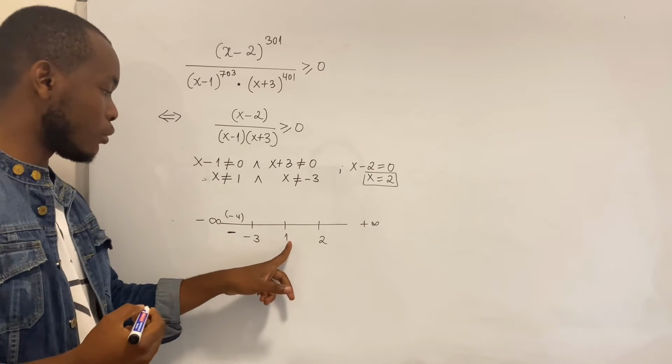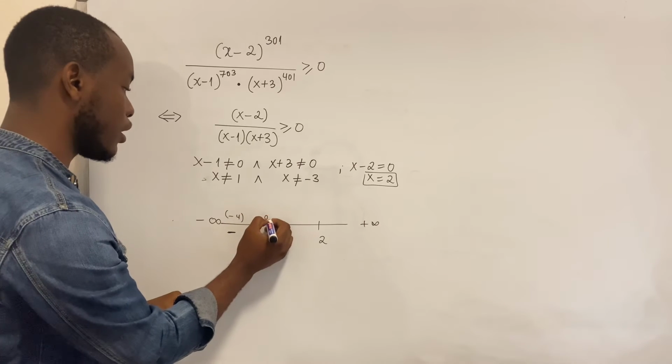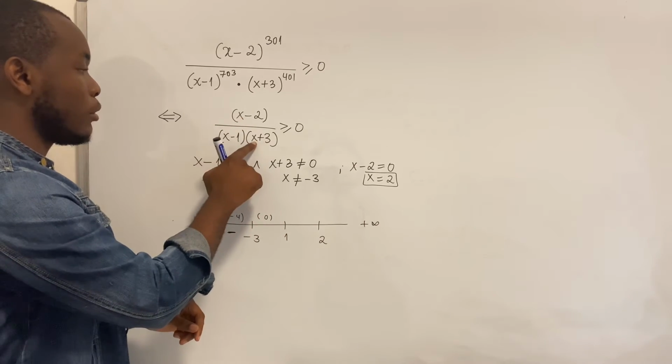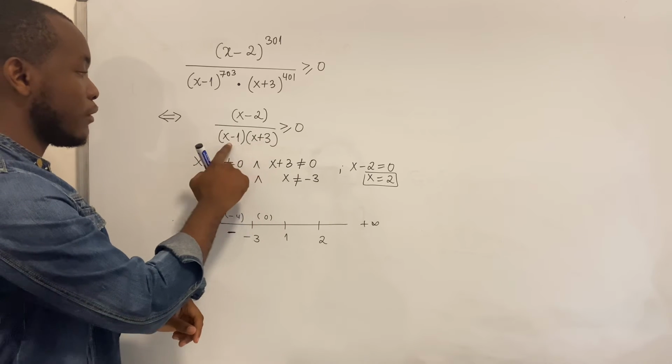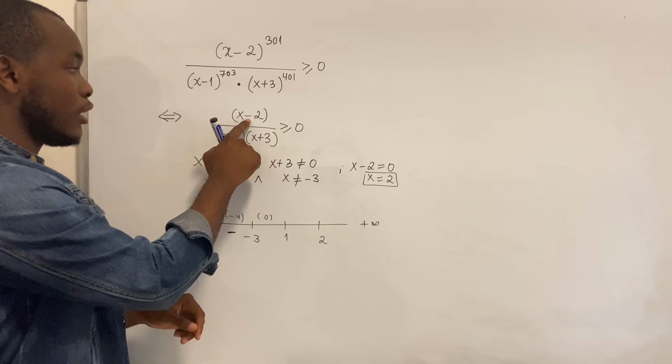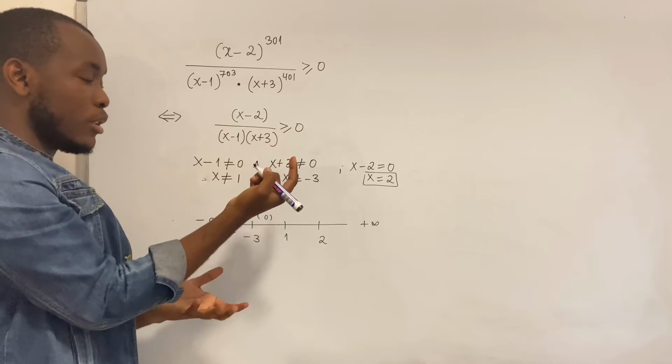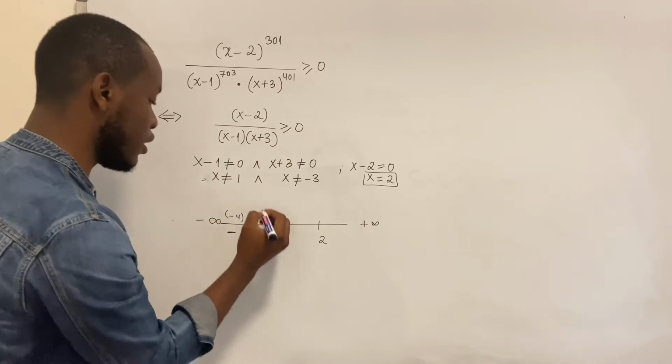From minus 3 to 1, we can take 0. If we take 0, substituting here, here will be 3, here will be negative, this multiplication will be negative, this is negative, negative over negative is positive, so positive is greater or equal than 0. So here will be positive in this interval.